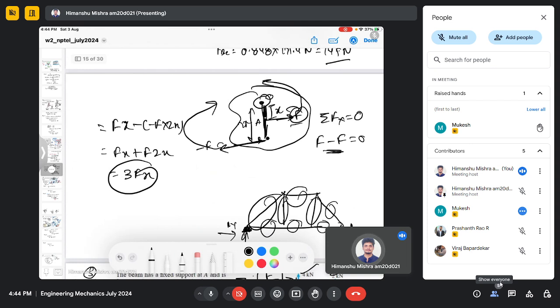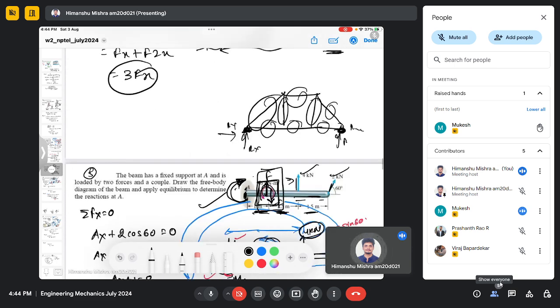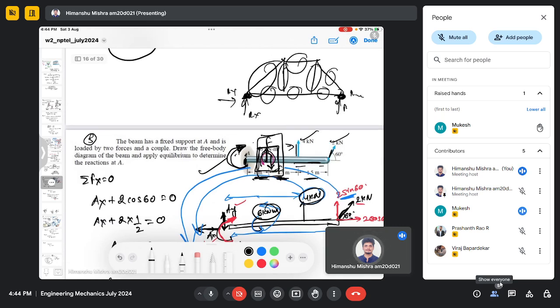There will be some finite moment which is acting. So this is what a couple does. In a couple, the net force is zero, but there will be a finite moment which is acting. So this is how the couple acts on the beam or on the building, when there is no net force but there is a finite moment.